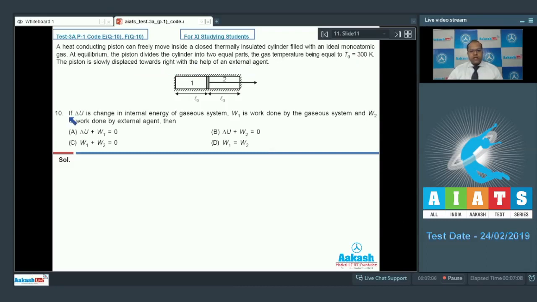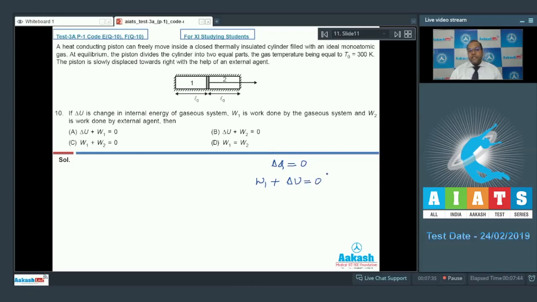In question number 10, if delta U is the change in internal energy of the gaseous system, W1 is the work done by the gaseous system and W2 is the work done by the external agent, then we have to check the validity of the given options. Since the cylinder is thermally insulated, delta Q is equal to 0, and from the first law of thermodynamics, if I write the equation for the gas, then the work done by the gas, that is W1, plus the change in internal energy of the gas, delta U, is equal to 0.